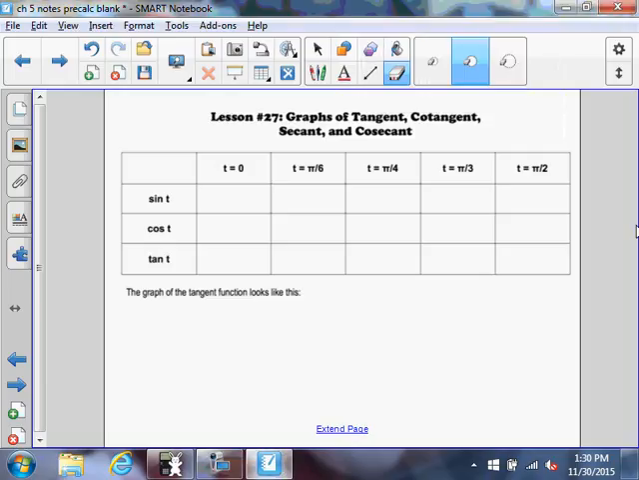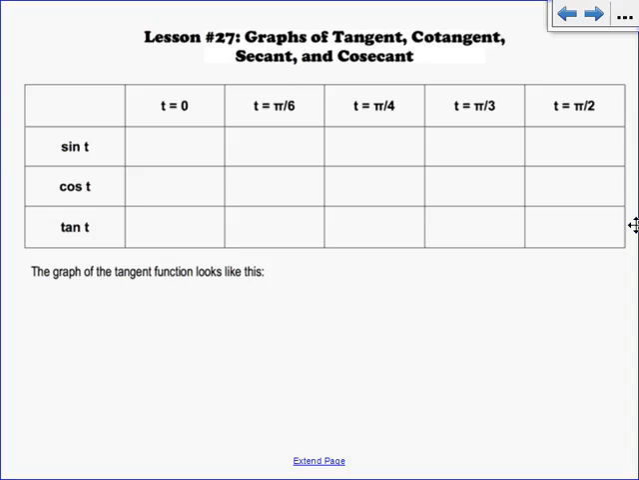Right, so last week we learned how to graph sine and cosine, and they were what we call sinusoidal curves, so the wave functions. Now we're going to learn how to graph tangent, cotangent, secant, and cosecant, and none of these are going to be sinusoidal curves. They're going to be strange. So we're going to talk about how to graph each of these things.